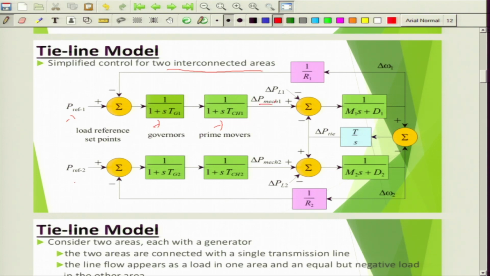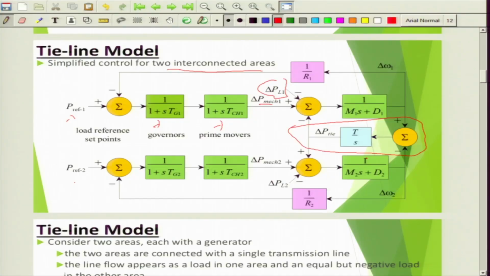This is delta P mechanical 1, and then there is a load which is connected, a change in load happening at network 1, and there is this extra term which is coming into play because of the tie line. It is an interconnected network. So if there is any load disturbance, that is reflected as a change in power flow.